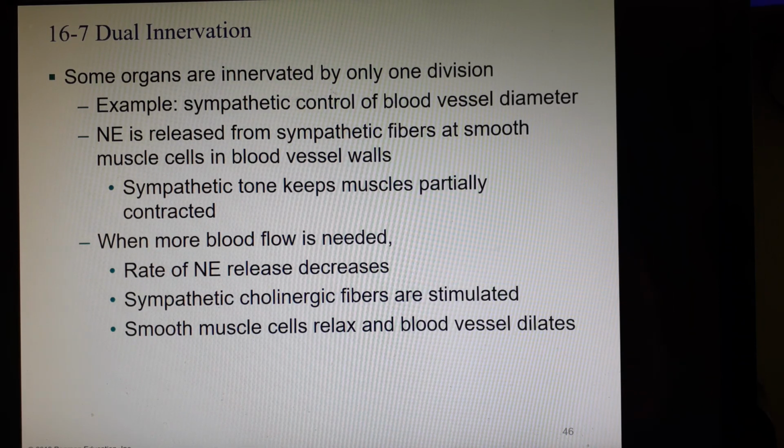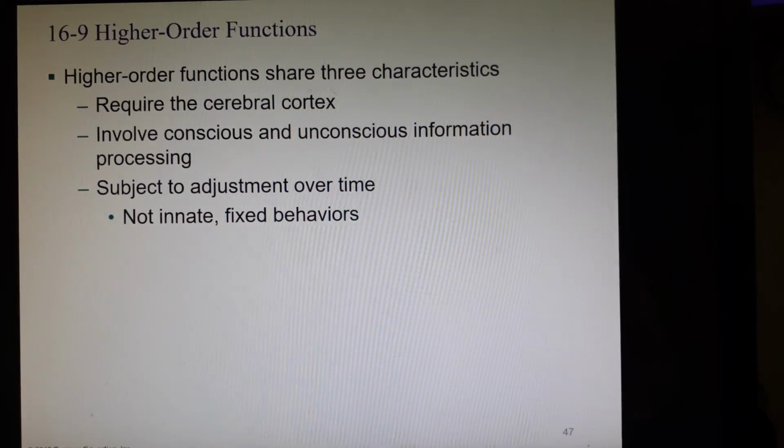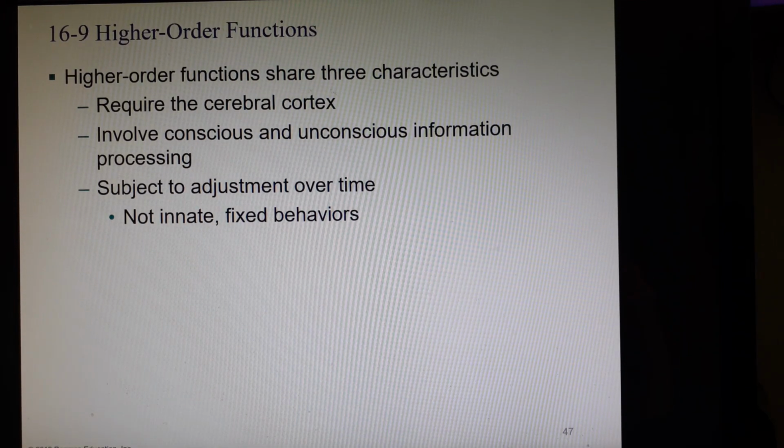Some organs only have one division. For example, I already told you, sympathetic control of blood vessel diameter. All right, so that's the end of the parasympathetic and sympathetic part of the chapter.